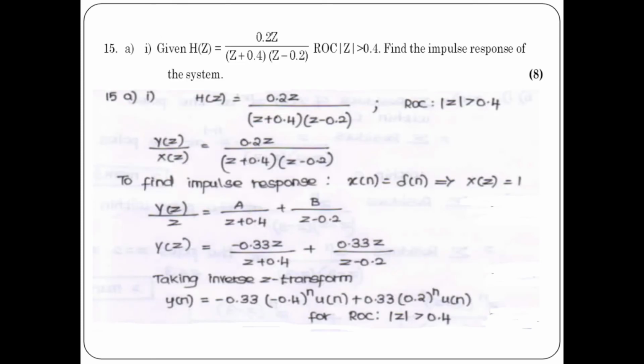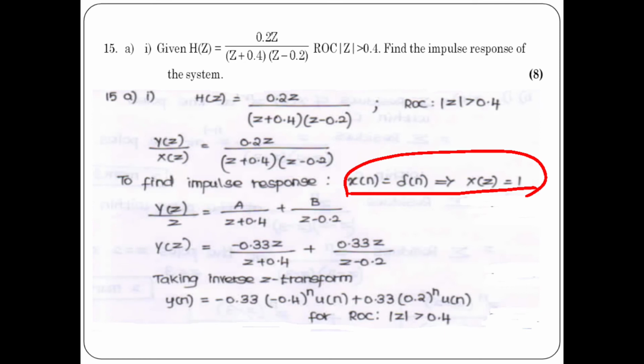These are the 4 properties I have explained for DTFT. Next, given H of z, in which the ROC is also given, find the impulse response of the system. As we have seen the same problem in Laplace transform, where x of t is equal to delta of t, in which X of s is equal to 1. In the same way, to find the impulse response for a given H of z function, we have to consider x of n is equal to delta of n, in which the z transform of the impulse function is 1.